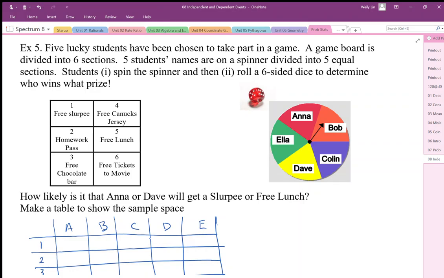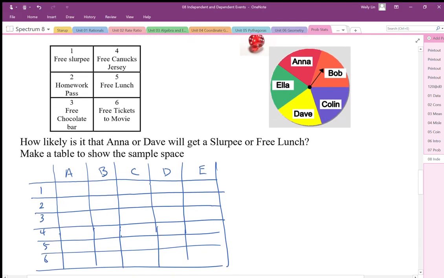Okay, so in this example here, we have 5 students that can be selected. They're going to be selected through this spinner, and they can win one of 6 prizes here. So there's 2 events here, selecting the person and selecting a prize. Since there are 2 events, we probably want to set up a sample space of a grid. It does say make a table and show the sample space. So here are the people: Anna, Bob, Colin, Dave, and Ella, and our 6 prizes I've just listed as numbers.